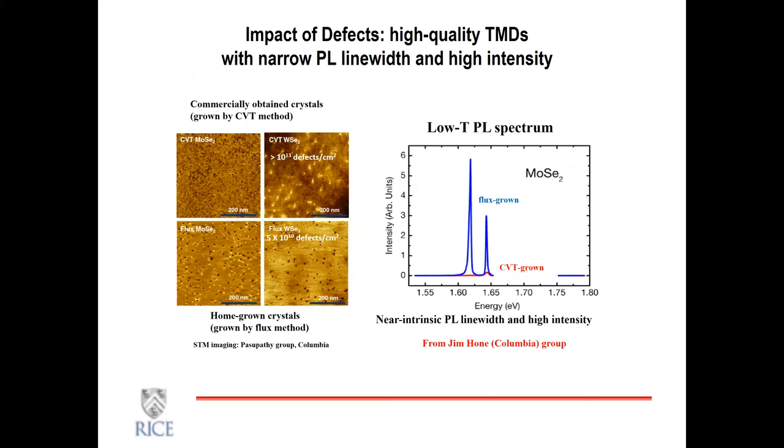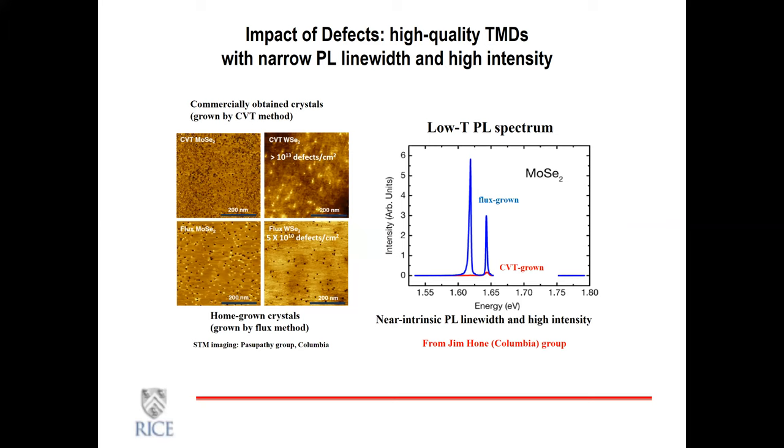This is a very good slide from Jim Horn's group in Columbia, essentially showing that the same material grown in two different techniques gives you very different behavior. In fact, they painfully calculated the defect densities, and you can see that one of them gives very sharp peaks in the PL spectrum, and one of them, a very broad peak. So I think the problem is well demonstrated here, that the kind of materials we grow in our lab varies from batch to batch, varies from lab to lab.